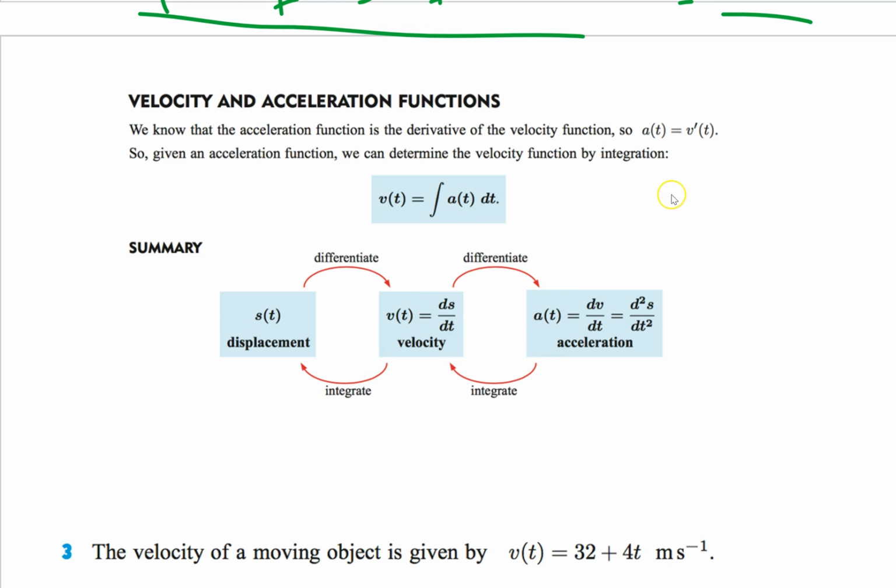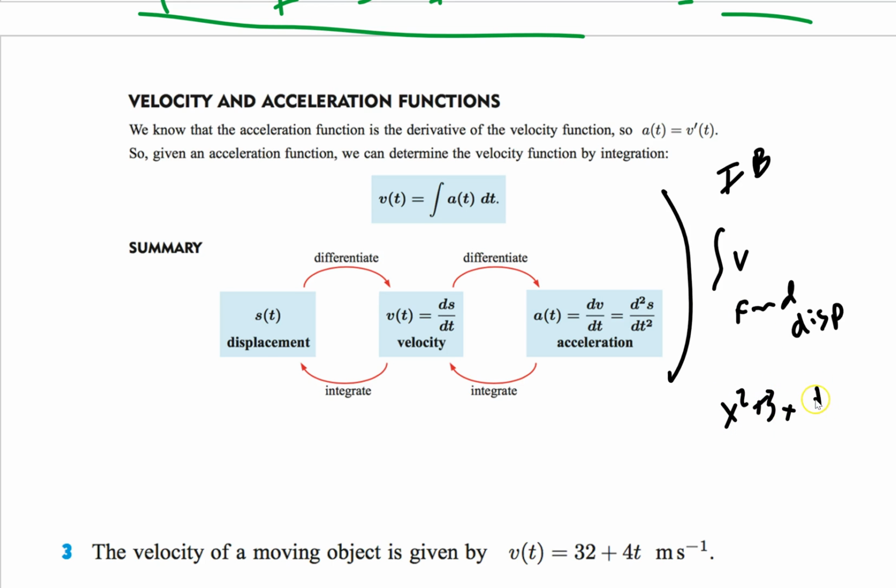Now, why is this important? This is what IB loves to ask about. So they're going to do a thing where they give you, let's say, velocity. And they're going to say, find displacement. So you can integrate it, right? What happens when you integrate it? You're going to get something like x squared plus 3x plus c, because they're not going to give you limits. You got to remember, it's an indefinite integral, so you have to put plus c.